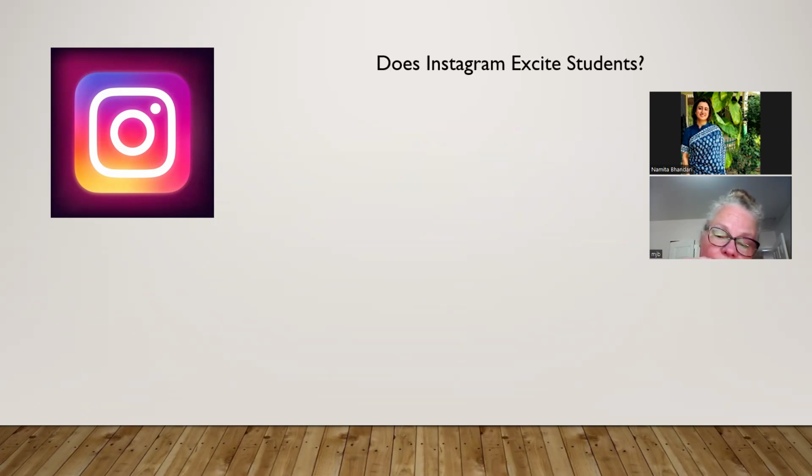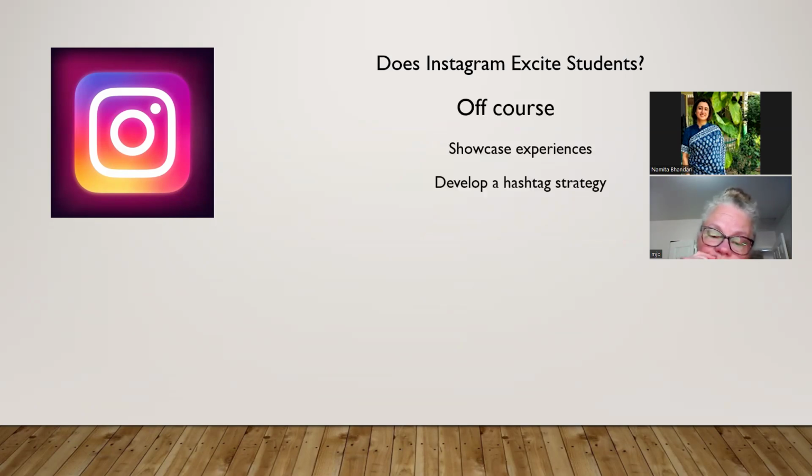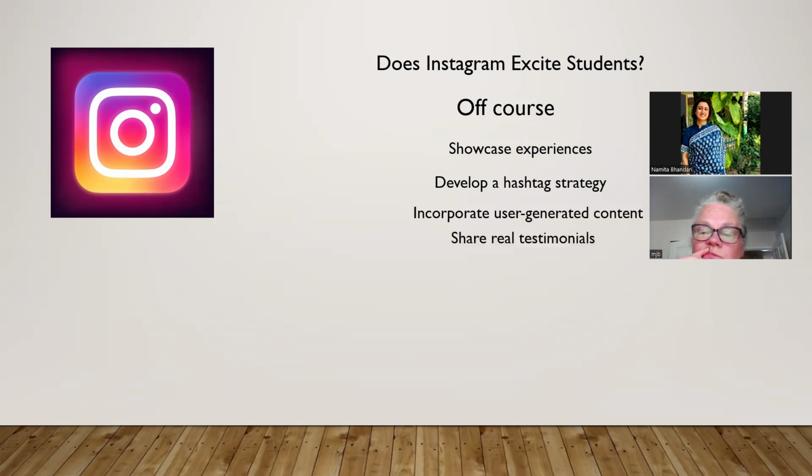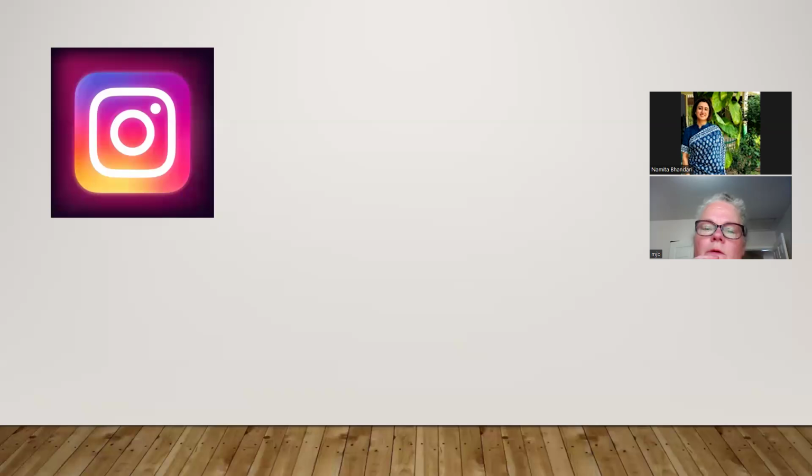Now let's come to the next E, which is excitement. Of course, Instagram helps in exciting our students. How? We have already discussed: showcase some experiences, develop a hashtag strategy, involve your students, incorporate user generated content, which leads to student belongingness also, and share real testimonials. But yes, we have to be careful so that there is no insensitivity. You can always lay down the rules for your students, keeping in mind professionalism, ethics, and respect for others. Incorporate reels and stories, create alumni community groups. So this is something about the excitement factor.